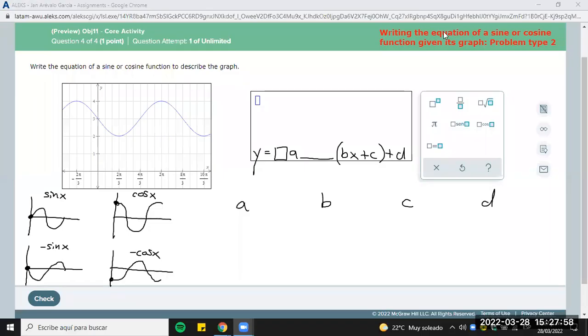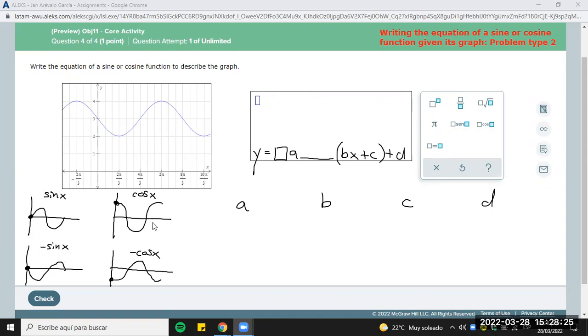Hey guys, this is writing the equation of a sine or cosine function given its graph, problem type 2. We have done several exercises like this one, but we were only asked to find A and B. Now we can have C or D too. So in here I have the four variables that we want to find.